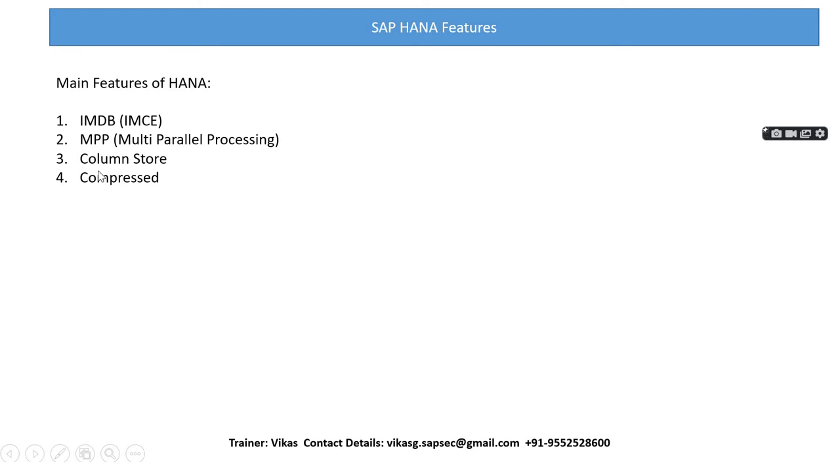So these are the main features of HANA as a database. First is in-memory database, so the data will be loaded into main memory. The communication will not happen directly from your hard disk to the processor; it is directly processing information between main memory and the processor.